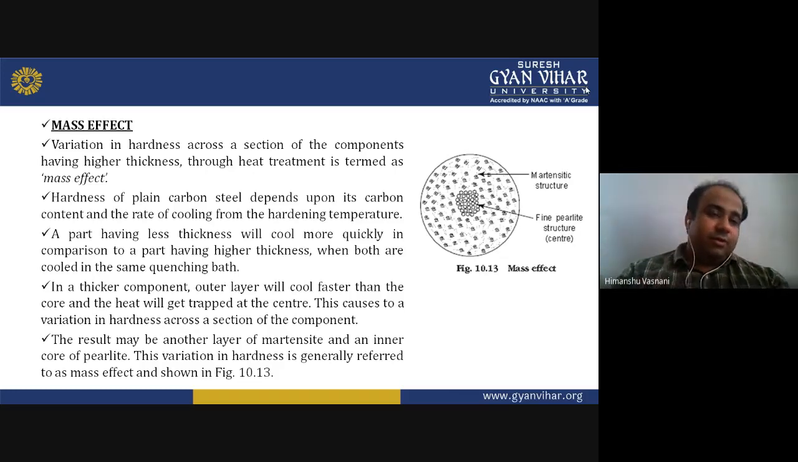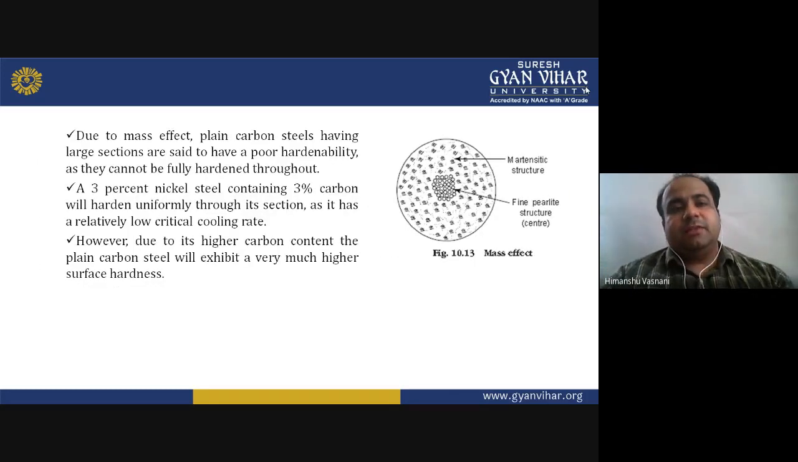Now they have told you the effect. This variation in hardness is generally referred to as the mass effect, and you can see in the figure how the microstructure is there: on the outer layer, and the inner core has fine particles of pearlite. So due to the mass effect, plain carbon steels having large sections are said to have poor hardenability, as they cannot be fully hardened.